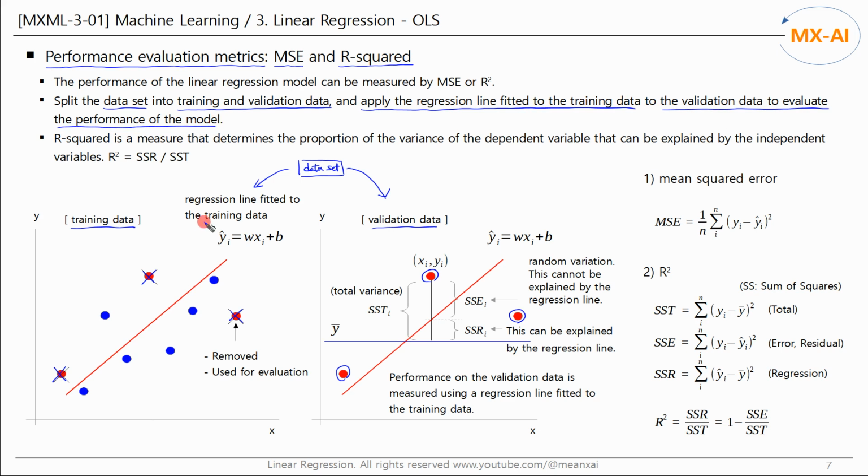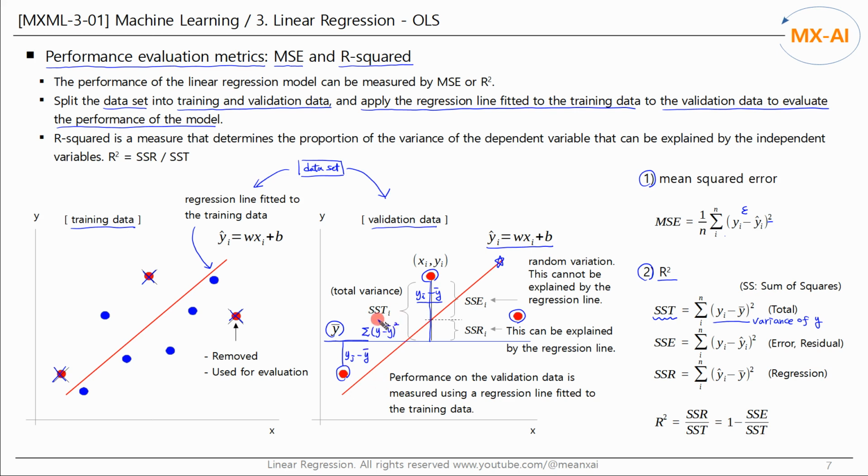This is the regression line generated from the training data. This line is then applied directly to the validation data. Mean squared error is simply measured as the average of the squared errors. Another measure is R-squared. First, let's consider the total variance of y. This is total sum of squares. The overall average of y is this straight line. And the y minus y bar for this data point is this much. The y minus y bar for this data point is this much.